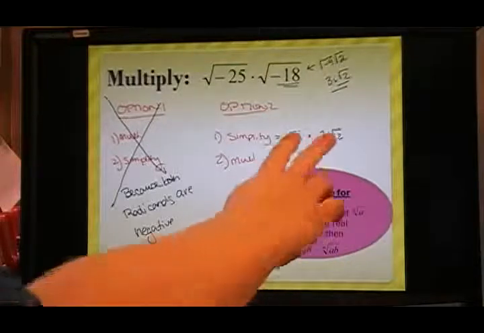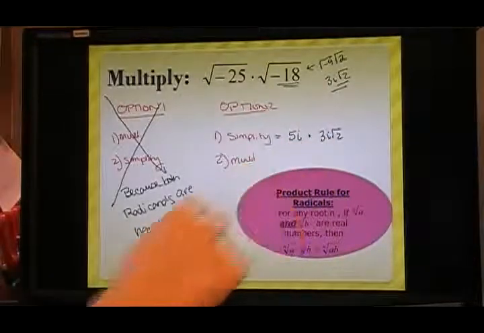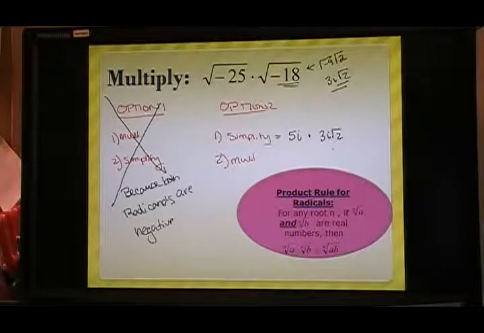And now that we have the simplification done, now we can go ahead and multiply. And so when we do, we multiply coefficients together. 5i times 3i is 15i squared. And then we tack on our root 2.